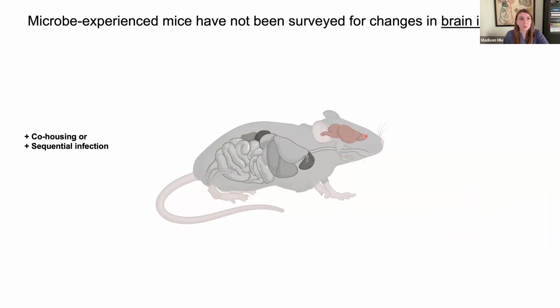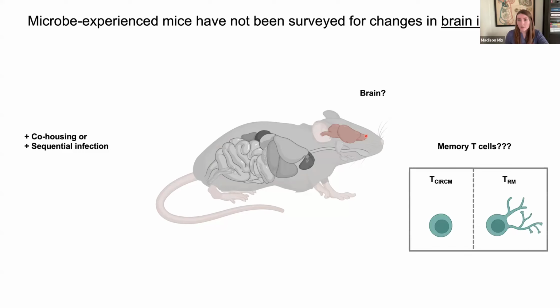And so in these studies, we really don't understand how microbial normalization can influence brain immunity, and in particular, memory T cell surveillance of the brain. And in thinking about this question more broadly, how this microbial normalization or changes in immune composition could change aspects of brain health and disease.